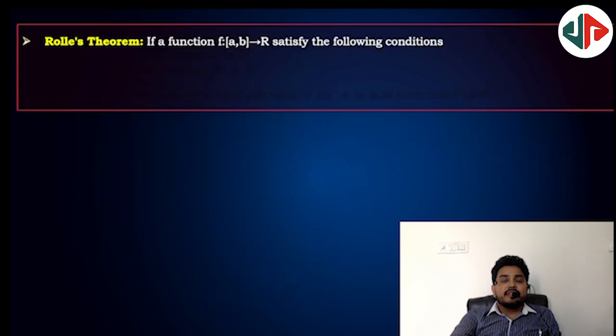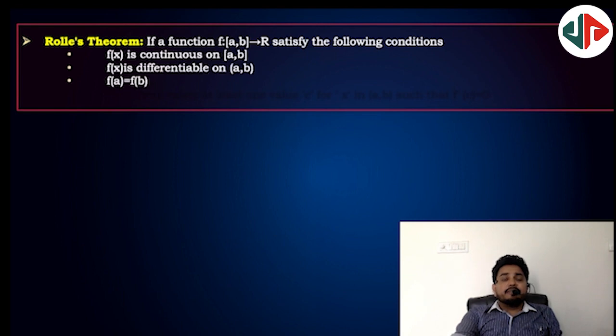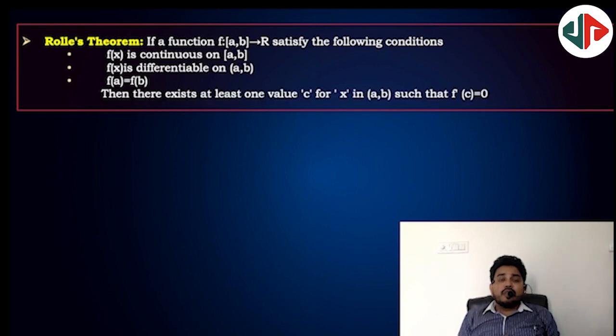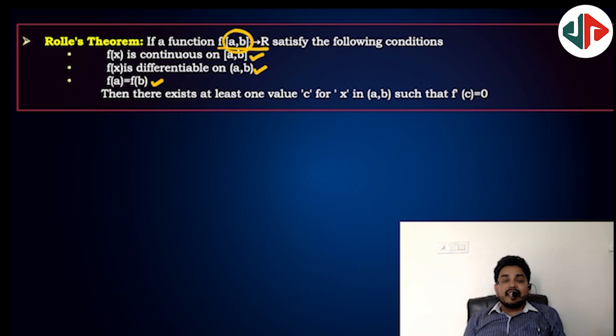Next part is, what is the Rolle's theorem? See, Rolle's theorem: f of x is defined from a to b to R, closed interval a to b to R, satisfying continuous in the closed interval, differentiable in open interval, f of a is equal to f of b. Then there exists some c in the interval a to b such that f dash of c is equal to 0.